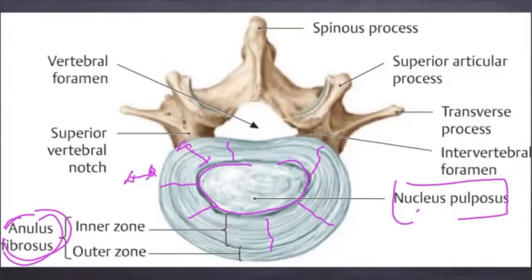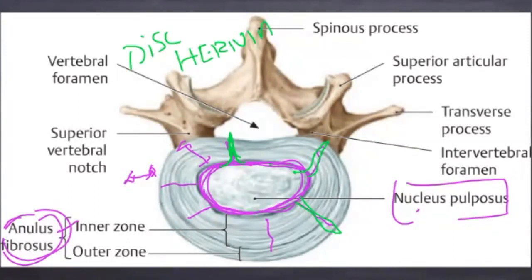Whenever there appears a tear in the annulus fibrosus, the nucleus pulposus, which is semi solid, comes out through the gap. That is called disc herniation. Hernia of the disc is nothing but the nucleus pulposus coming through the tear in the annulus fibrosus.